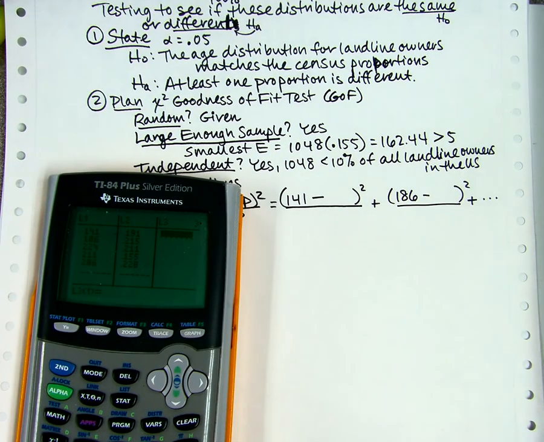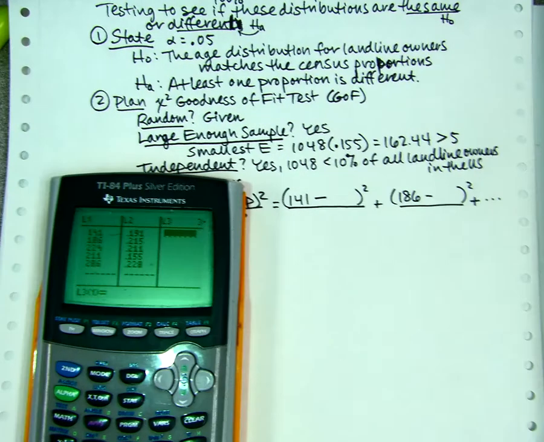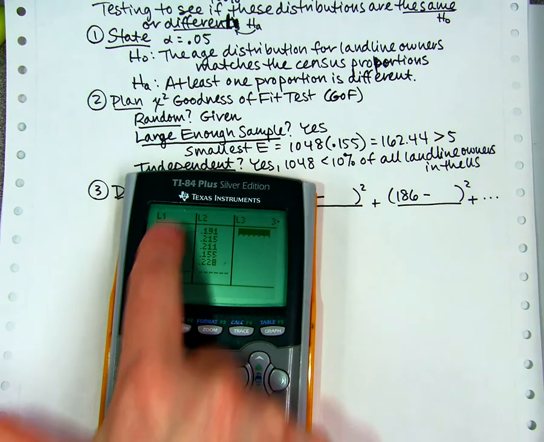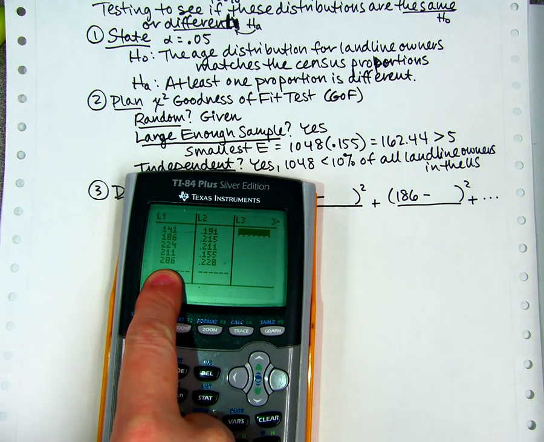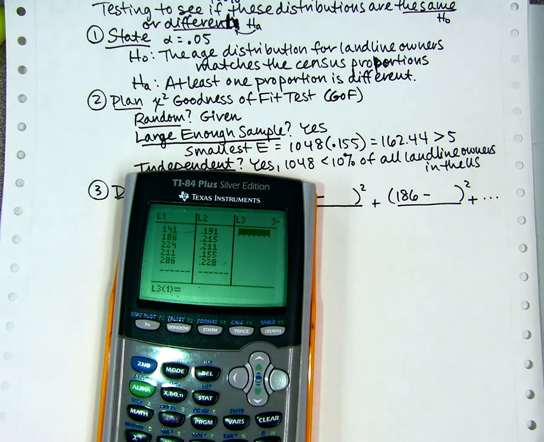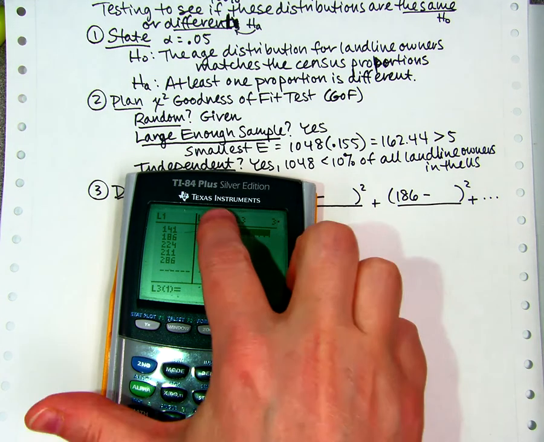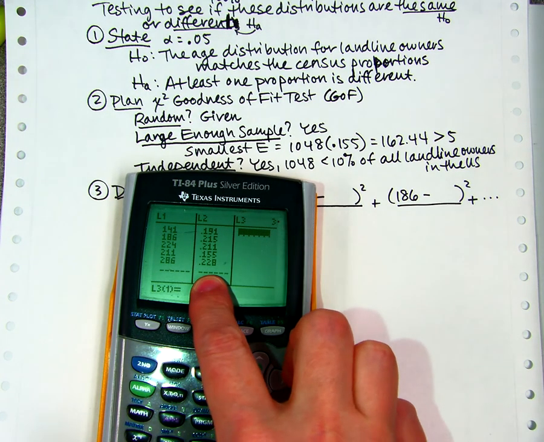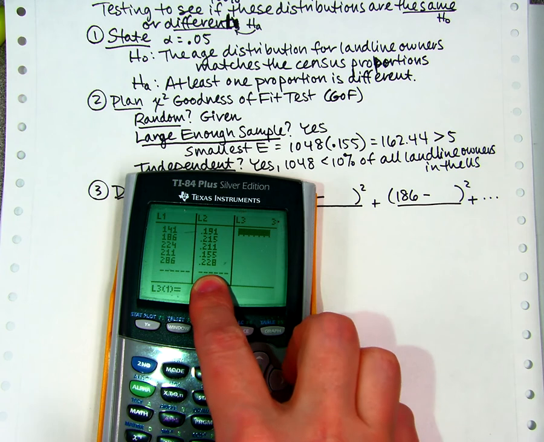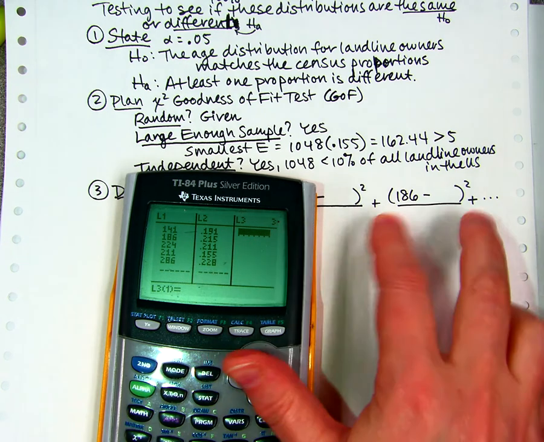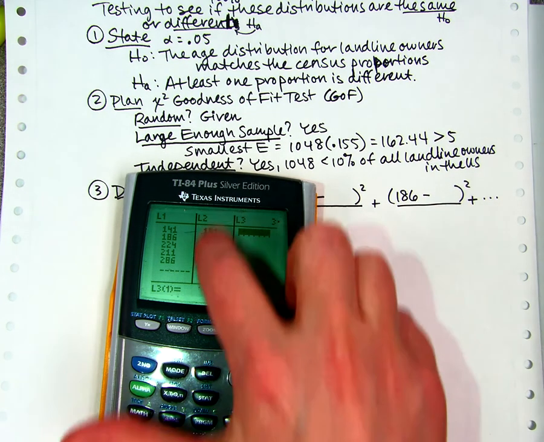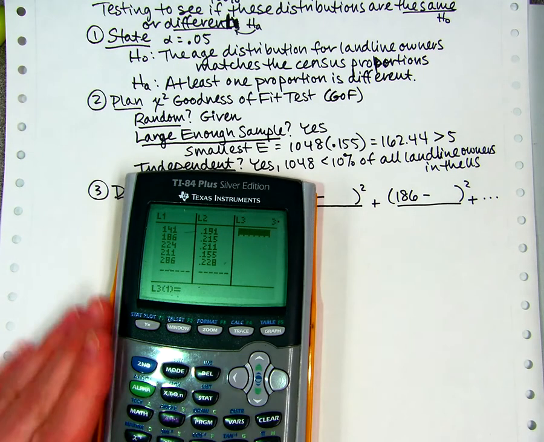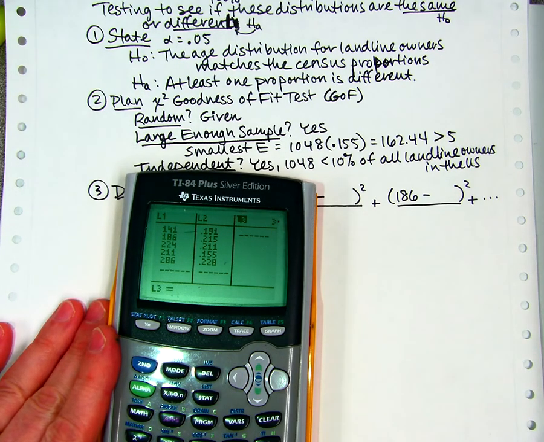I'm going to show you my lists that I have right now, which are not right, not yet. I have my observed counts in list 1. List 2, here's a common mistake students make. They put the proportions in list 2, which is a step along the way, sure, but it's not what I need for expected counts. These are not expected counts. These are proportions. So remember, the hypothesis is about the proportions, but the calculations are based on counts. I have to convert these into counts. So I'm going to do that in list 3, actually.